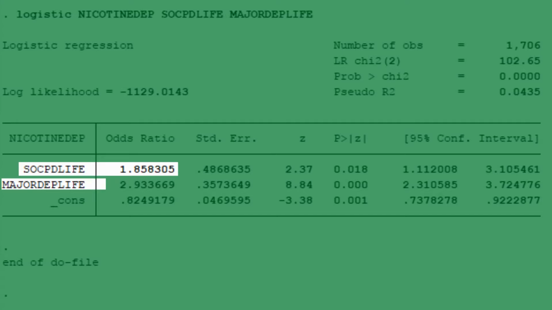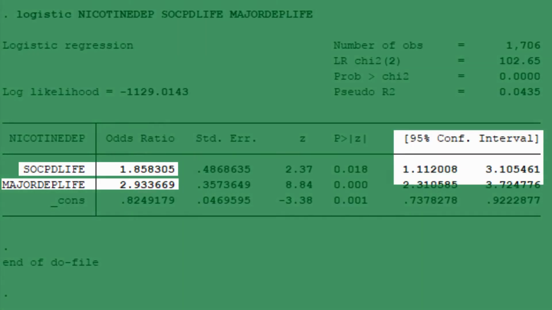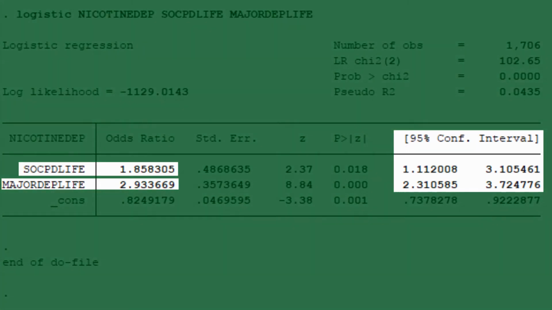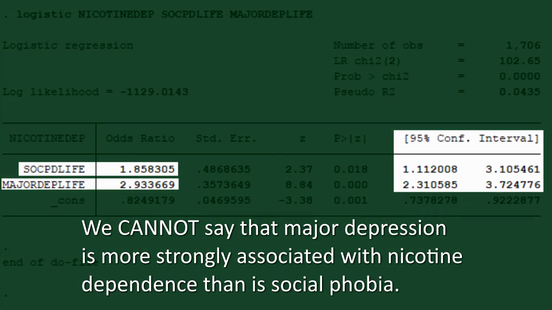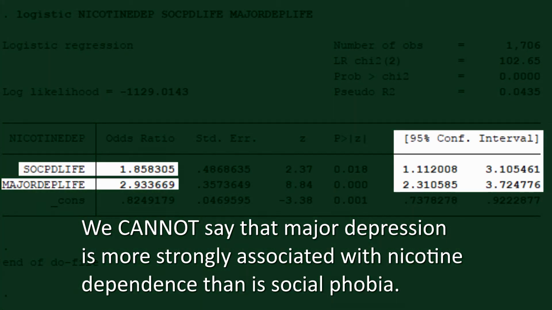Also, daily smokers with major depression are 2.9 times more likely to have nicotine dependence than daily smokers without major depression after controlling for the presence of social phobia. Importantly, because the confidence intervals on our odds ratios overlap, we cannot say that major depression is more strongly associated with nicotine dependence than is social phobia.